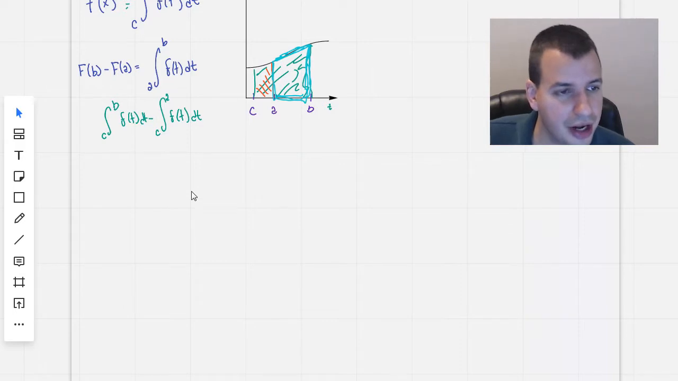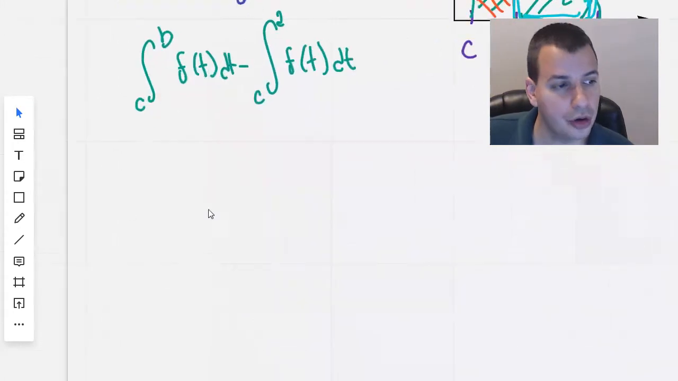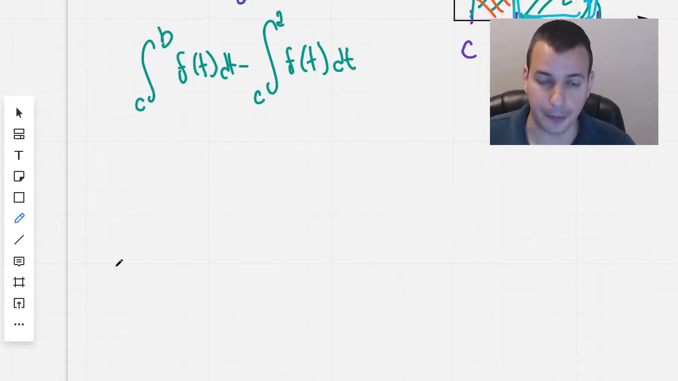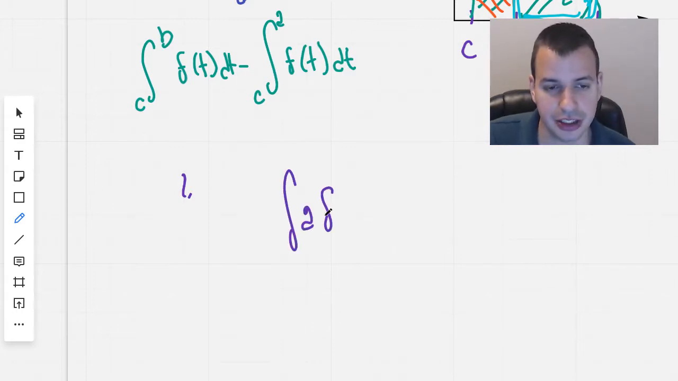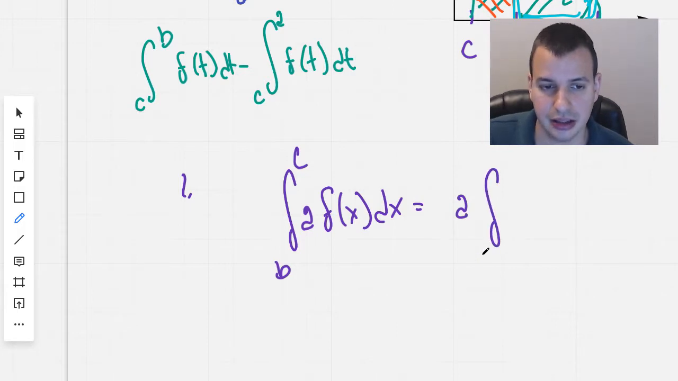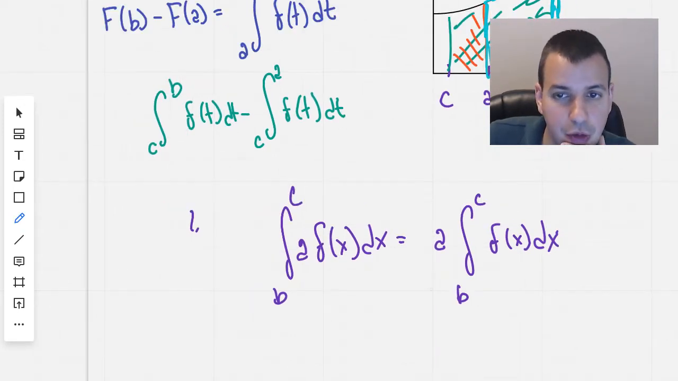The other kind of question would use properties of integrals. So I'm just going to go through them as if it's a list, and we'll talk about them as we go. The first one I want to talk about is an integral times a constant. So if you have the integral of a times f of x dx, where a is a constant, from b to c, then this would be the same as a times the integral from b to c of f of x dx.